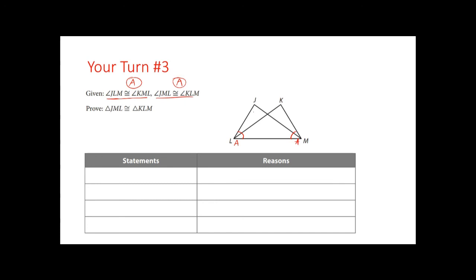Angle JML. I'm trying to figure this out real quick. Oh, there we go. Basically this smaller angle right there, they try to get tricky with us, is congruent to KLM, which is this smaller one right here. So we have more angles. Thank you, touchscreen, for doing that.